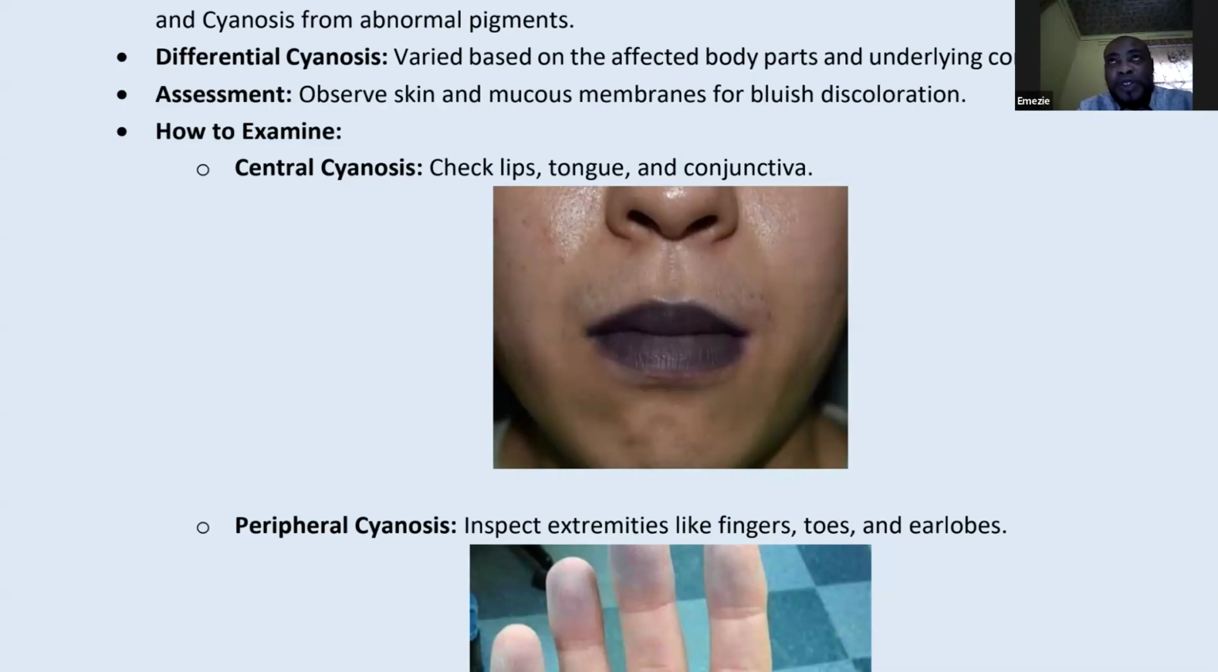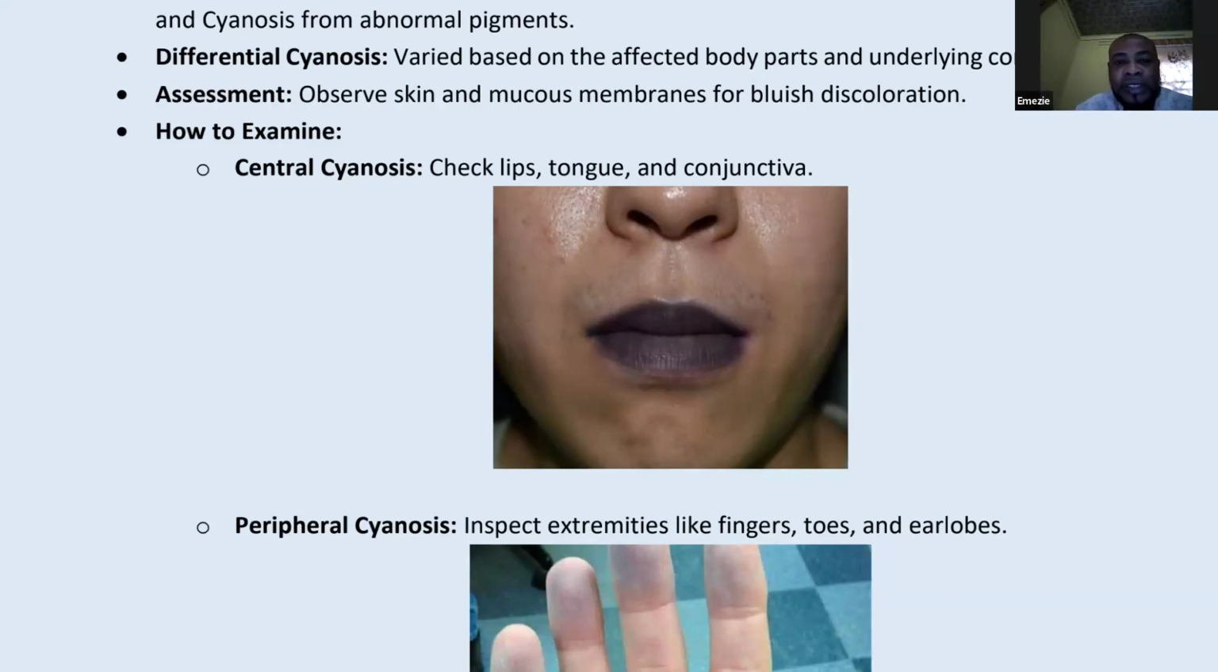So that is vasoconstriction. When do we see peripheral cyanosis? In somebody who is feeling cold. If somebody is feeling cold, the blood vessels in the extremities will become constricted, and the extremities will appear cold and they will have bluish discoloration. Somebody who is also having low BP can also have peripheral cyanosis.